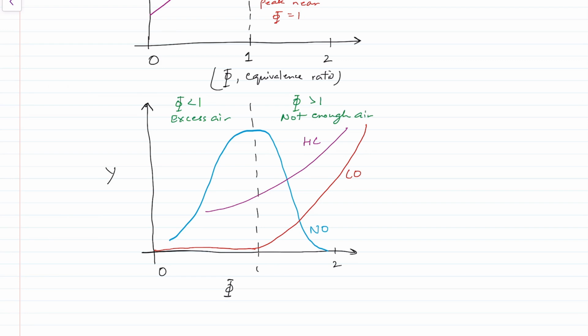It's 0 till a phi value of 1. Let me correct that slightly. It's actually completely 0, not close to 0.